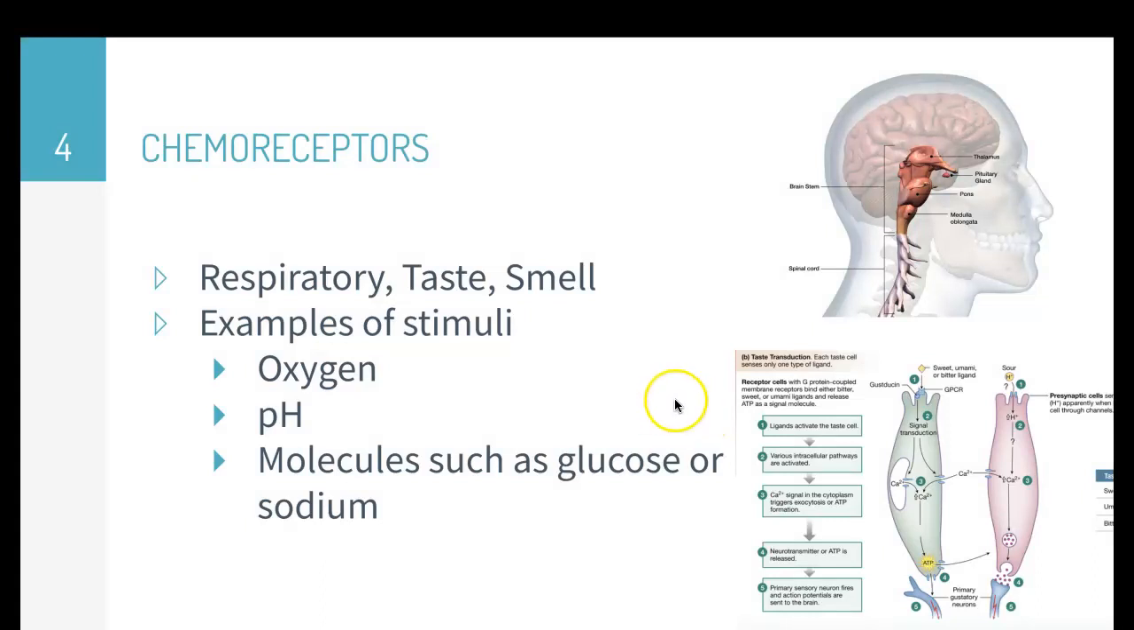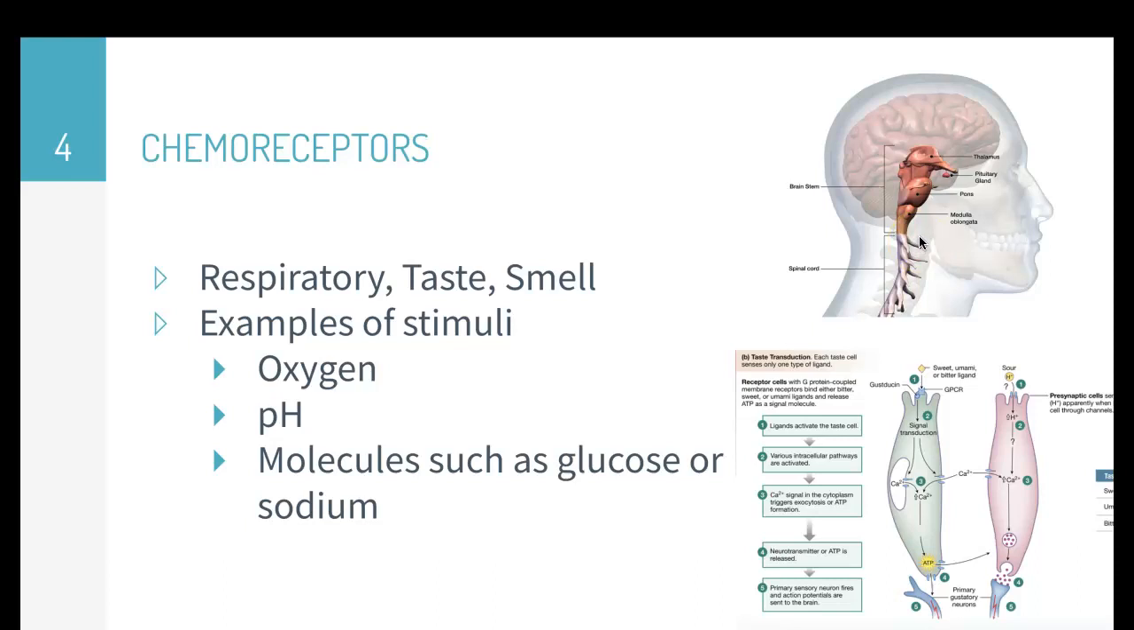Chemoreceptors relate to respiratory actions, taste, and smell. And examples of stimuli include oxygen, pH, and molecules such as glucose and sodium. It's kind of in the name, but chemoreceptors respond to chemical molecules that bind to the receptor. Chemoreceptors also monitor our breathing in order to maintain homeostasis, and there are chemoreceptors located in the medulla, which is part of the central nervous system.